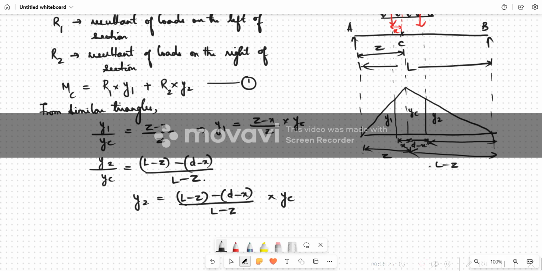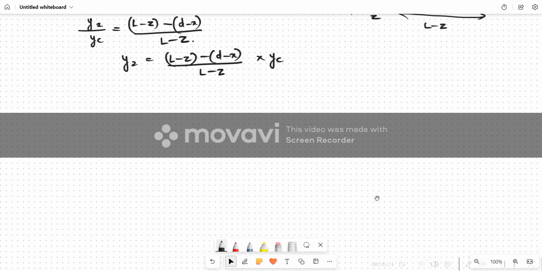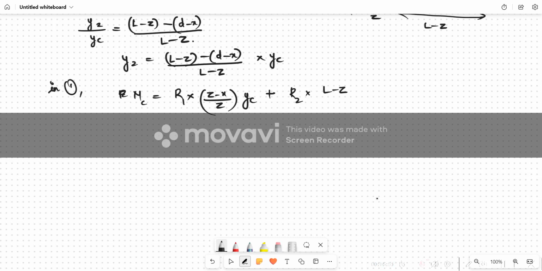Now let us substitute for y1 and y2 in equation 1 using these values which you have found. So in equation 1, when you substitute, you will get Mc is equal to R1 into y1, so y1 you have got as z minus x by z into yc, plus R2 into L minus z minus d plus x.